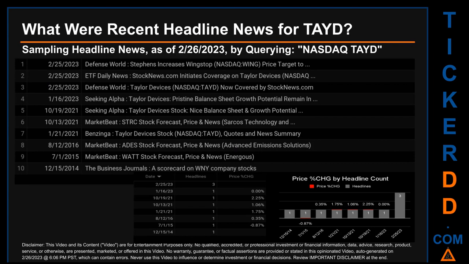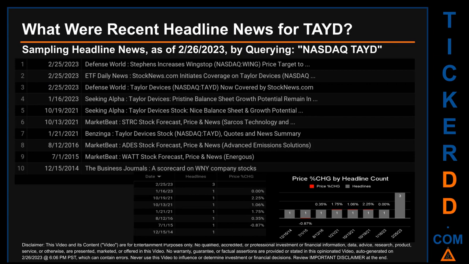Today, Sunday, February 26, 2023, I sampled one of our news aggregators for latest headlines for this ticker. I did so by searching specifically by a keyword that may appear, broadly, in the title or the body, of discoverable news articles. The keyword that I used was a combination of the exchange and the ticker symbol, NASDAQ: TAYD. The results show 10 unique headlines, published across 8 unique dates.